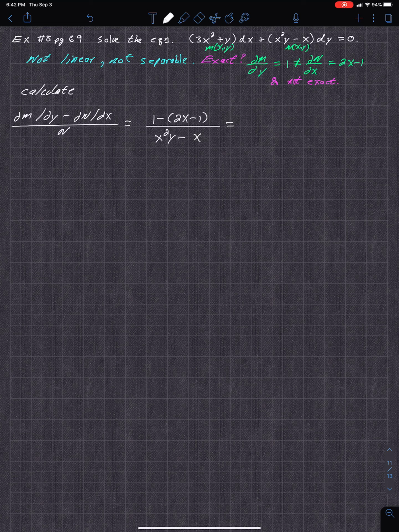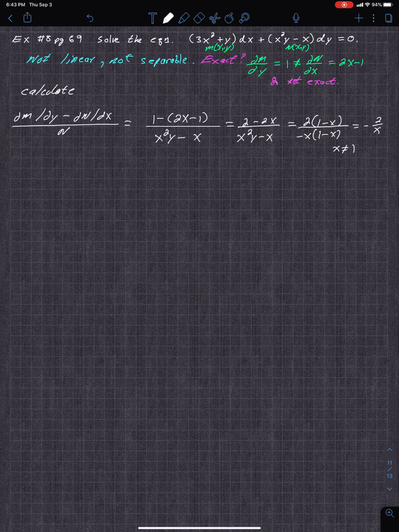And we want to simplify that. That's (2 − 2x) over (x²y − x). Continue to simplify: we get 2 times (1 − x) over, if you factor out an x, x times (y x − 1)... so this is negative 2 over x, provided x is not equal to 1. We may need to deal with that later, but for now we're just going to calculate this.